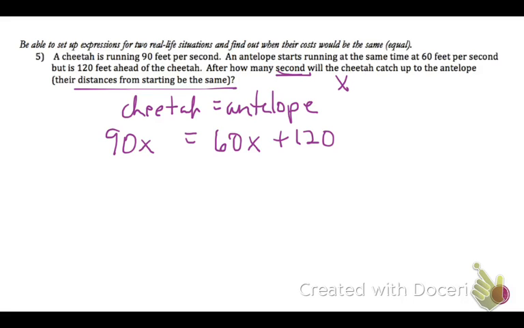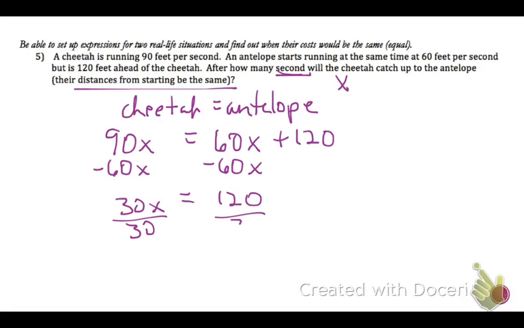We set their expressions for their distances equal to each other. Now we can solve. So we'll subtract our 60x and get 30x equals 120, and then divide by 30. So it won't take long for the cheetah to catch up, only 4 seconds.